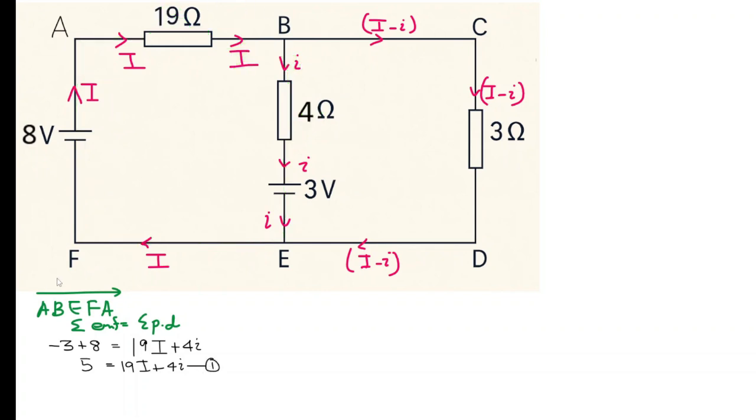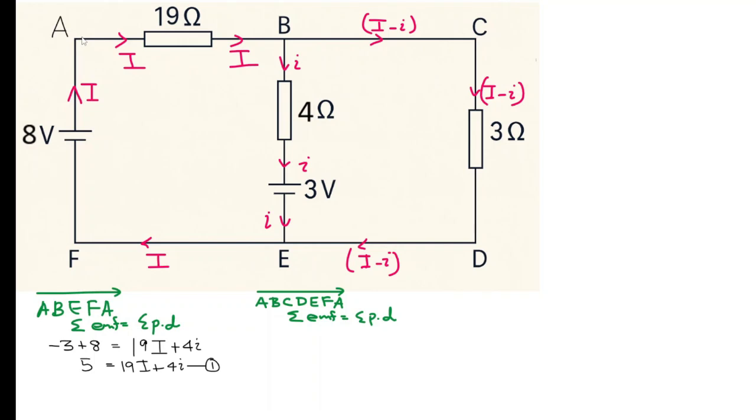Now I need to do it for another one. I can do it for the big one or the one on the right hand side. It really doesn't matter. So let's take one of them. Let's take the big one. So I'm going from A around it back to A. So sigma EMF is equal to sigma PD. Now let's do the walk.